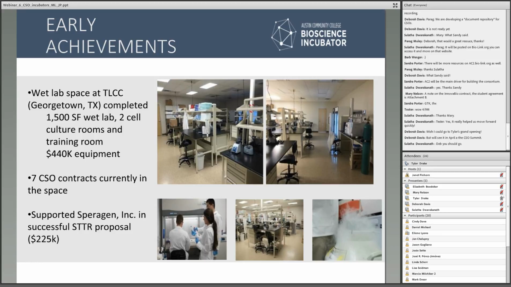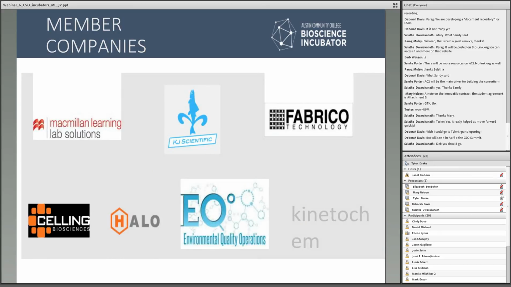We outfitted it through a grant with some equipment. We currently have 7 CSO contracts being run in that space, and we were able to support a local company on their STTR proposal, which they received a $225,000 award, which we're proud about.